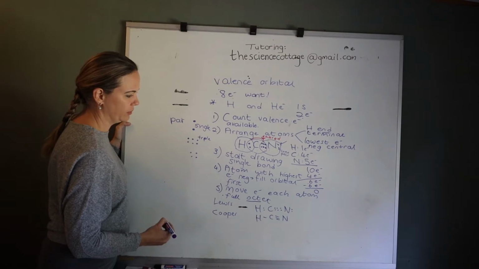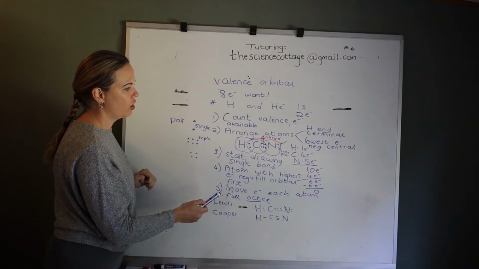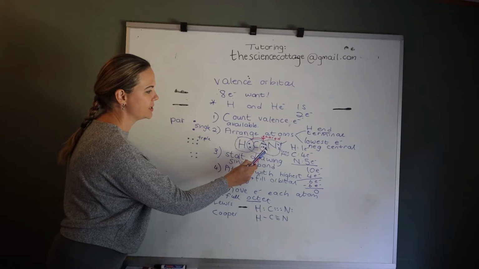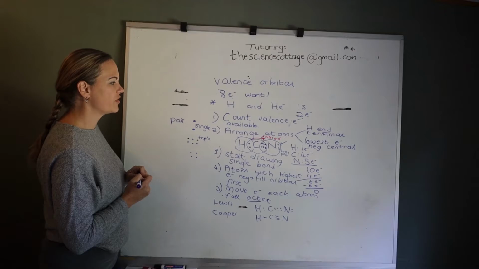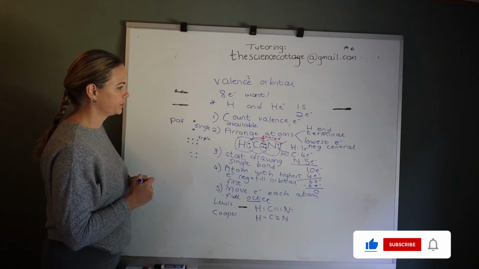All right, you can double check, count the total number of electrons and check that you're only using 10. 2 plus 6 is 8 plus another 2, 10 electrons. All right, and you can double check that all of the atoms will have a full octet, a full valence orbital. All right, next example.